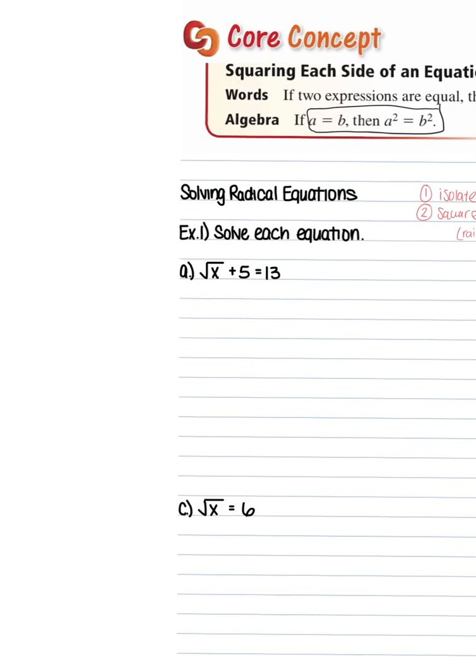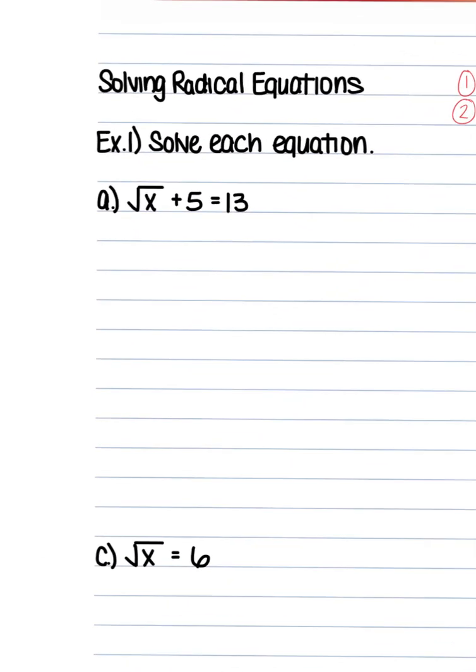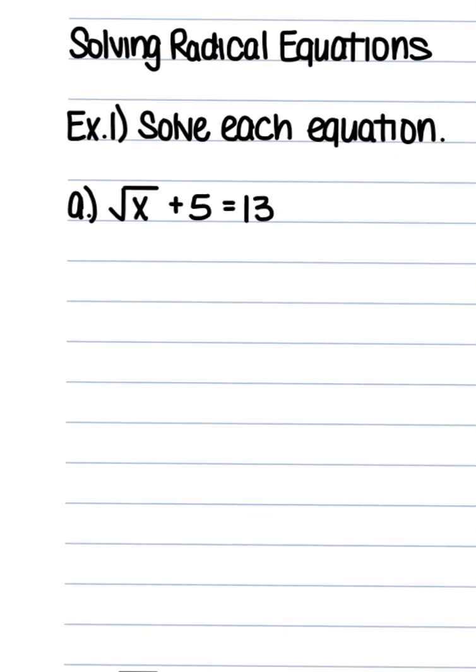Okay, so when we're looking at the first example, letter A, all we need to do is get this square root of x by itself on the left-hand side or the right-hand side. It's already on the left, so let's just get the 5 out of the way. In order to do the opposite of plus 5, we're going to subtract 5 from both sides. You still have the square root of x, but now you no longer have the plus 5. You just have equals 8.